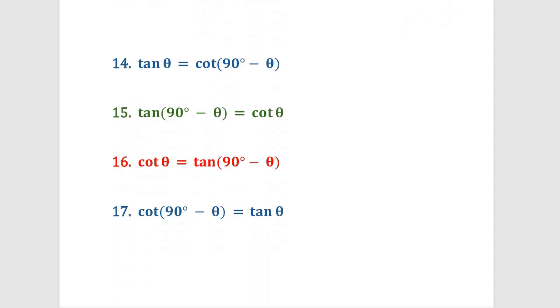Now we'll see relation between tan theta and cot theta in terms of theta and 90 degree minus theta. Formula number 14, tan theta equals cot 90 degree minus theta. Formula 15, tan 90 degree minus theta equals cot theta. Formula 16, cot theta equals tan 90 degree minus theta. Formula 17, cot 90 degree minus theta equals tan theta. So these are the relation between tan theta and cot theta in terms of theta and 90 degree minus theta.